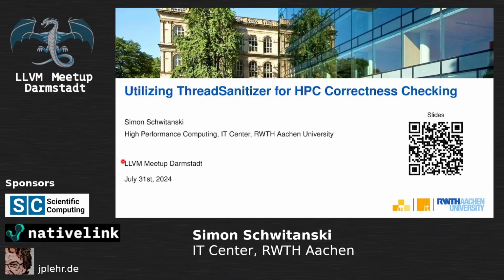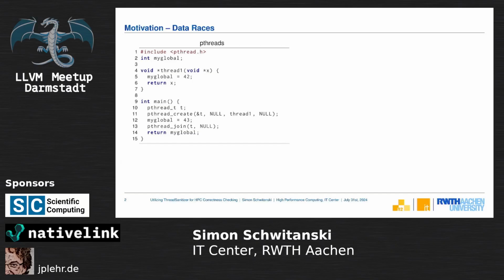Okay. Then let's start. So I would like to start with a short example that you could come up with regarding data races using different programming models. Here, for example, a pthread example with a data race. And let's just go quickly over that. So we're using pthreads here. We have a global variable. Then we create a pthread and say, yeah, this thread should execute this function thread1.